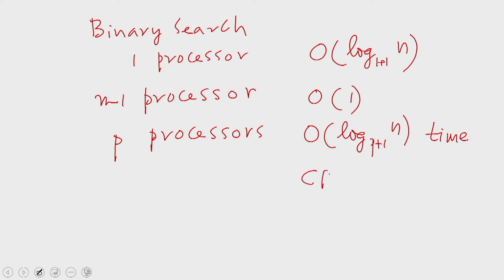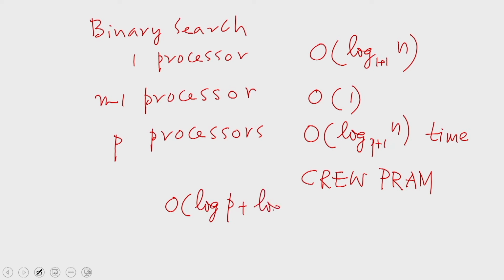The model used is the CR-EWP-RAM. We require the concurrent read because every processor should read the item to be searched x simultaneously. If we do not assume that every processor has a knowledge of x, then we can broadcast x over the processors, which would take an additional log of p time with p processors. So, on ER-EWP-RAM, this algorithm can be simulated in order of log p plus log of n to the base p plus 1 time.